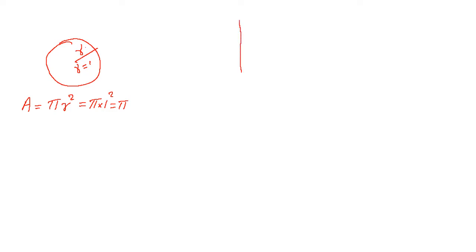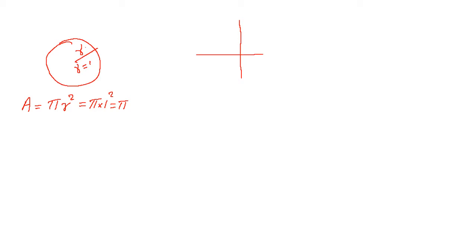Let us consider a circle of radius r. You know that its area is equal to pi r square. Now if r is equal to 1, then this area will be pi into 1 square, that is just pi. Now let us consider a quarter of a circle defined like this.